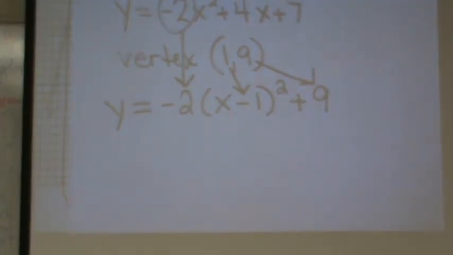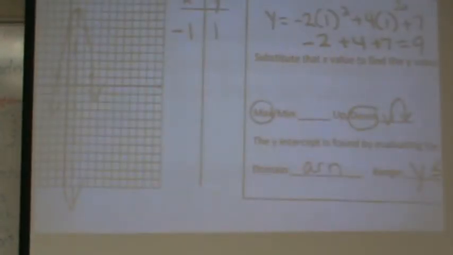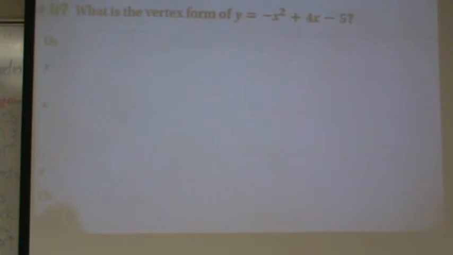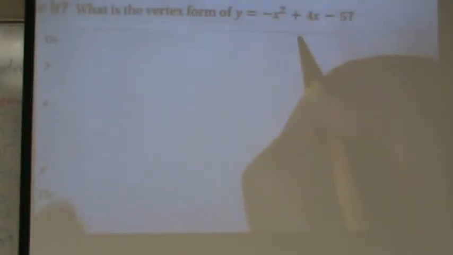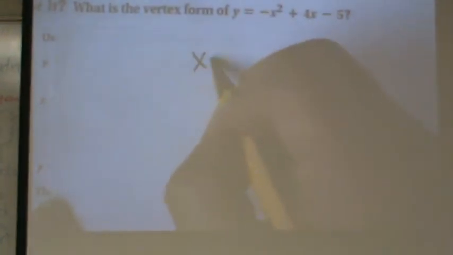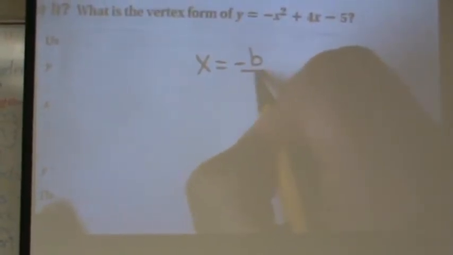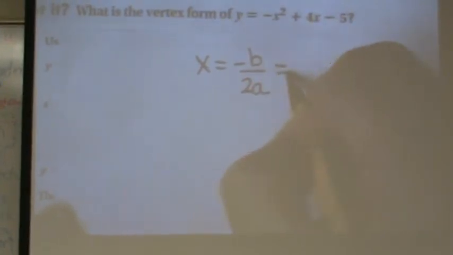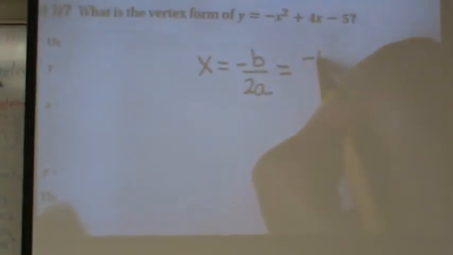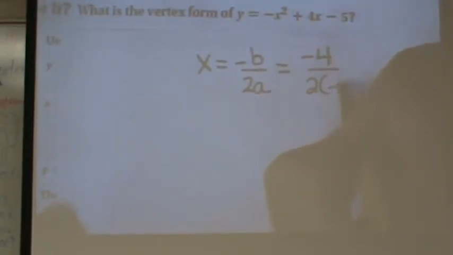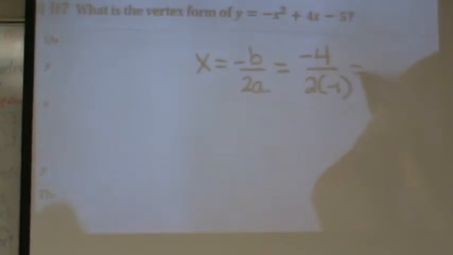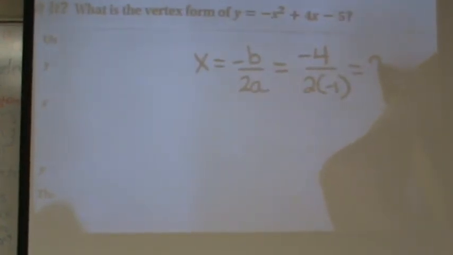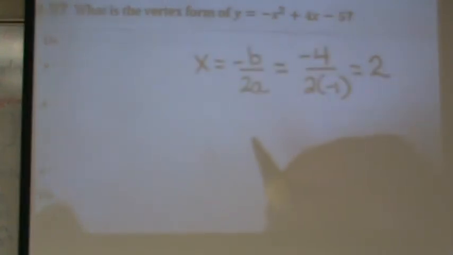Very good. That's it. So the next problem, they're going to ask you to convert this to standard form. So this is all you do. Find the vertex. How do you find the vertex? What is the b value? It's 4, so it's going to be negative 4 over 2 times negative 1. What is x? 2. How do you find the y value?